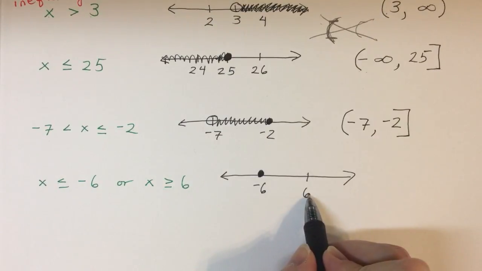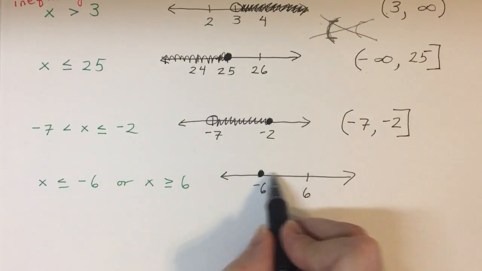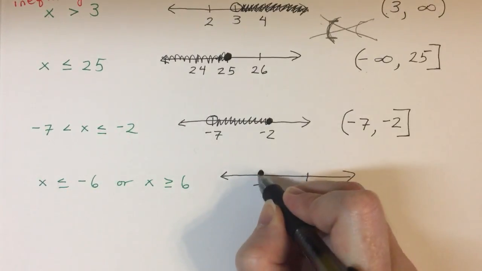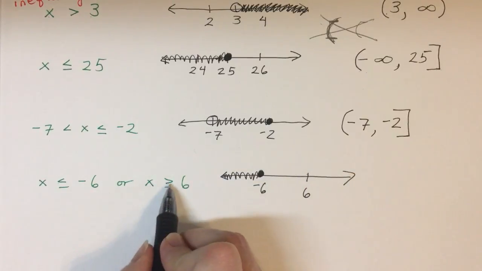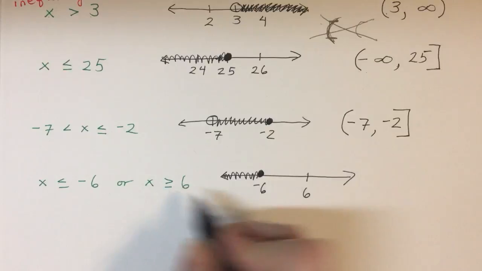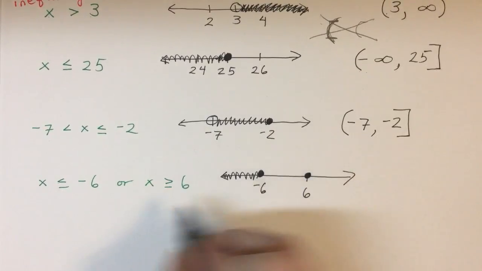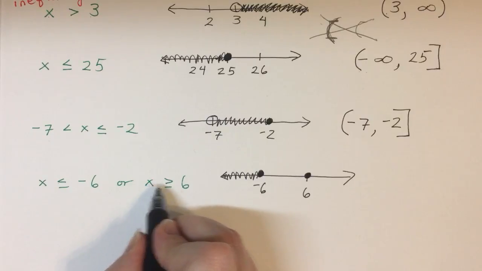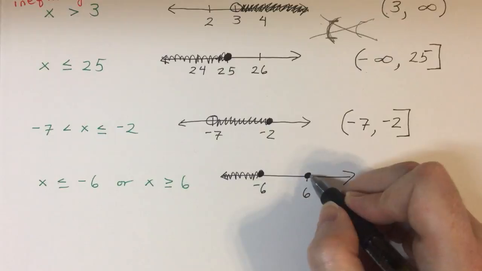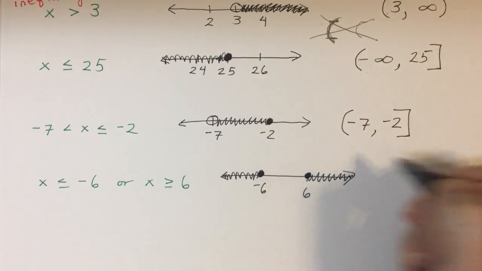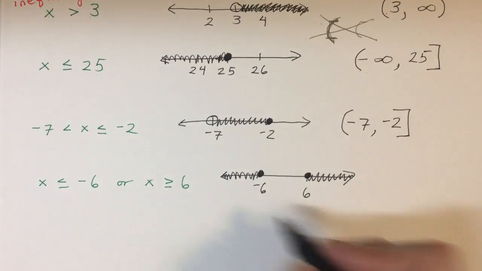I can use the 6 as a test. 6 less than or equal to negative 6 is false, so I can't shade the side that includes the 6. I shade the other way. X greater than or equal to 6, well, we've got the equality, so x could equal 6, so closed circle. And I'm shading here the numbers that are more than 6. Negative 6 makes that a false statement. Shade the other way.